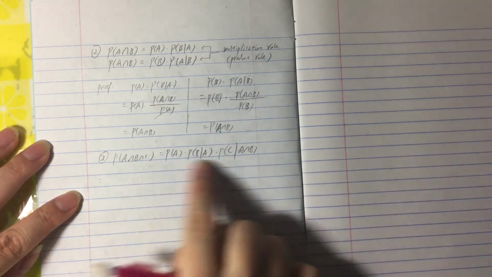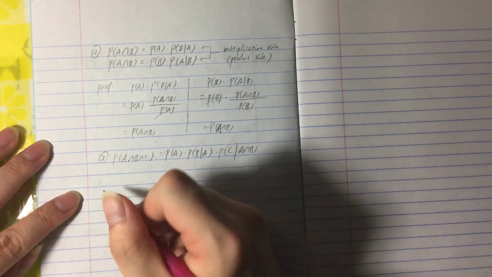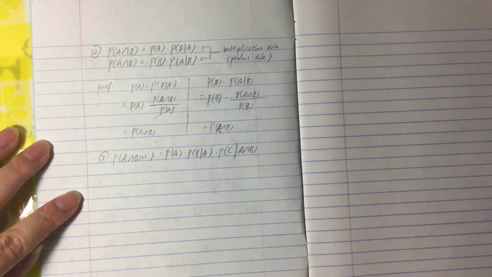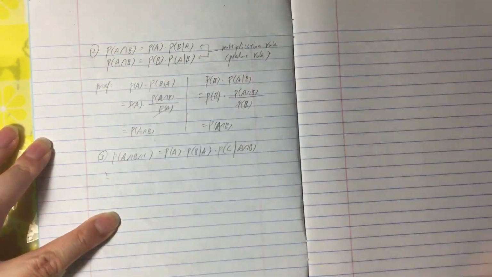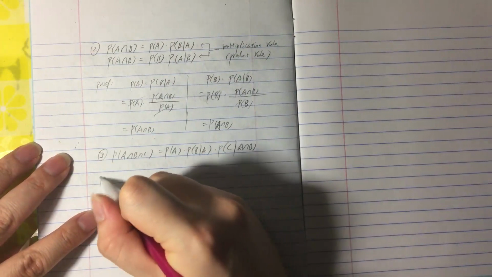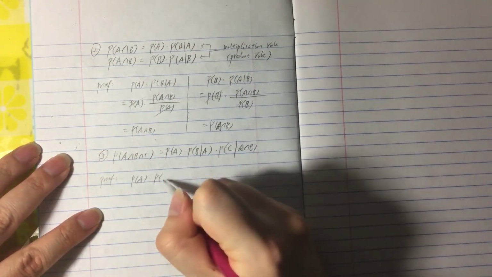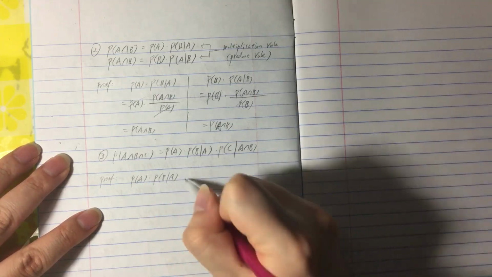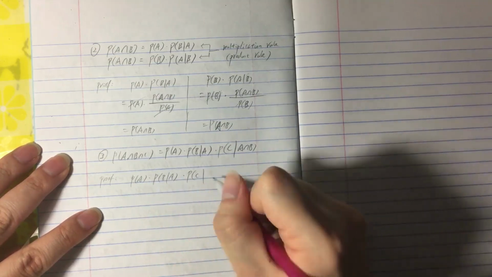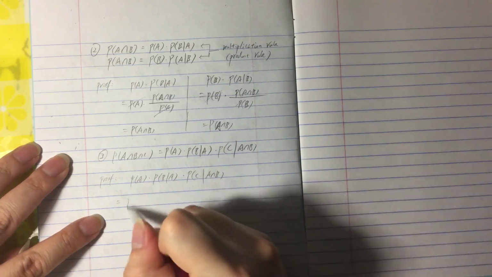This equation is called a replication rule for 3 events. So let's try to show the right side equal to the left side. The right side is the probability of A times the probability of B given A times the probability of C given A intersection B. The probability of A stays the same.